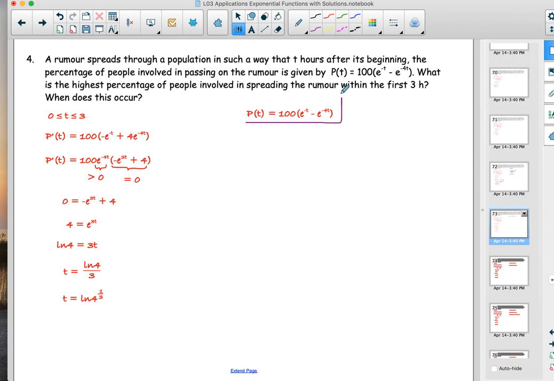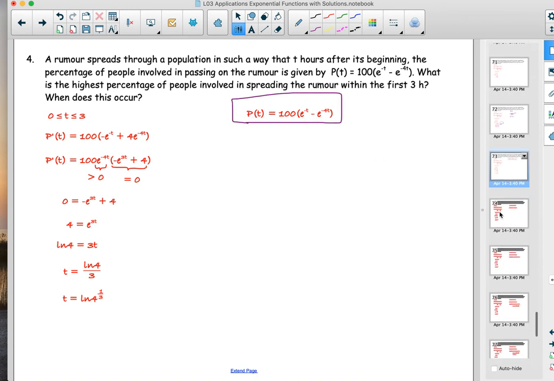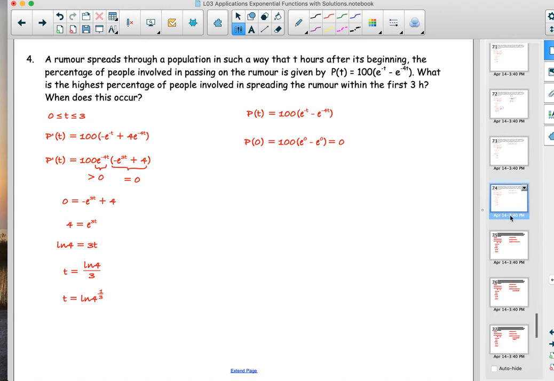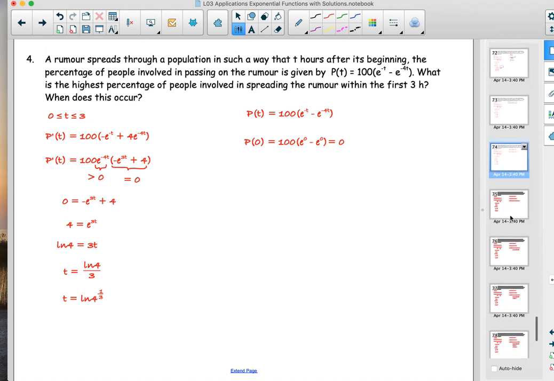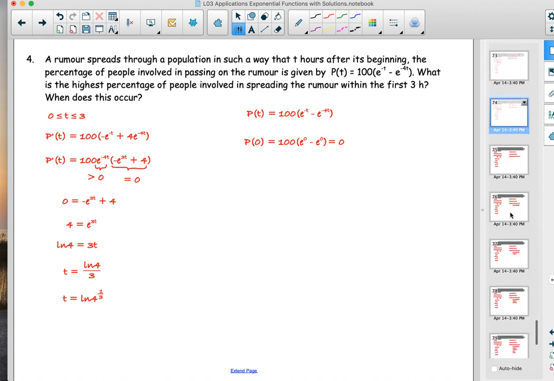So the original function, just to remind you, p at t is 100 times e to the negative t minus e to the negative 4t. Plugging in a p at 0, that's going to be 100 times e to the 0 minus e to the 0. 1 minus 1 is 0, times 100 is 0. So p at 0 is 0. Not surprising, because when we begin, really nobody's involved in passing on the rumor yet.